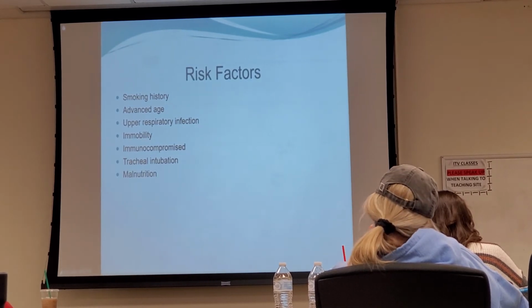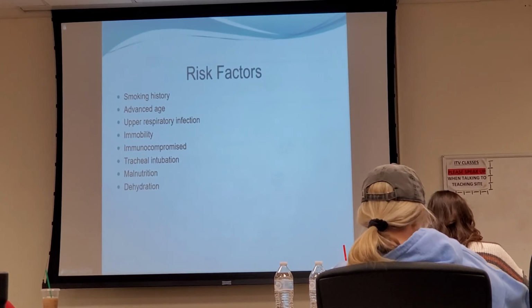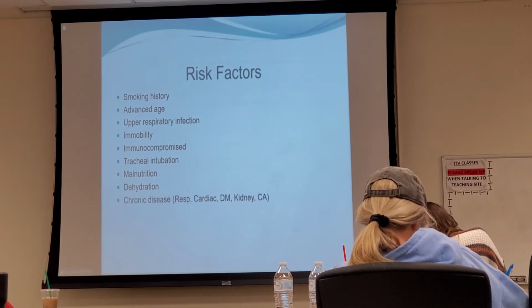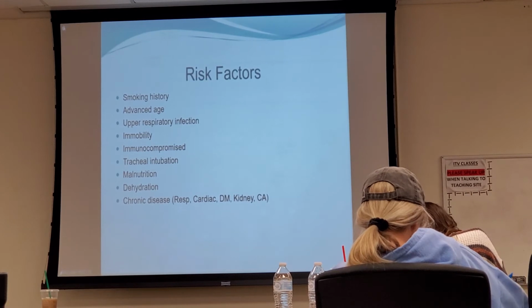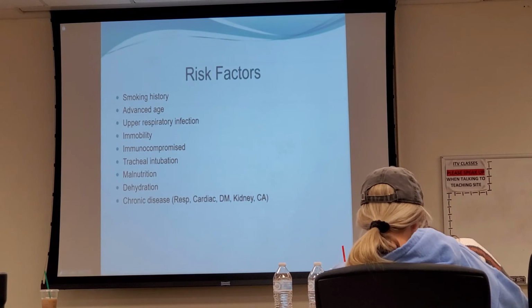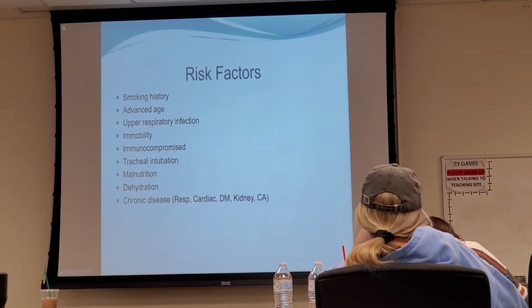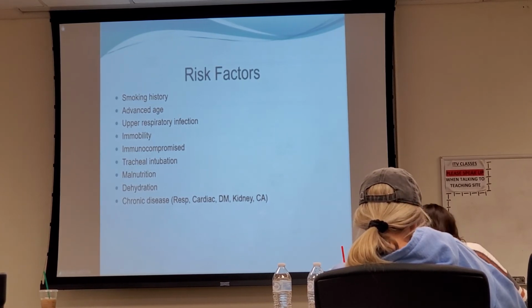Malnutrition, I mentioned, so there are multiple reasons why somebody might be malnourished. Dehydration adds to it because it makes those secretions more tenacious. Chronic diseases, so respiratory, like we've just been talking about, but even cardiovascular ones that lend themselves to pulmonary edema. Somebody with diabetes, we talked about their risk for infection and how their cardiovascular system is impaired, as well as their immune system as well. Somebody with kidney issues can also be very prone to develop pneumonia. And lastly, cancer.